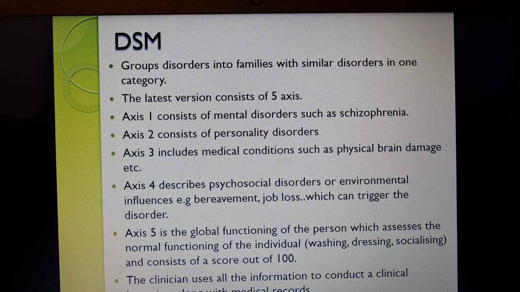Axis 4 looks at psychosocial disorders, so environmental triggers to a person's disorders, which could be like bereavement, job loss, separation, etc. And axis 5 is something called a global assessment of functioning of the person, and really this looks at assigning a score out of 100 on that person's general functioning in the world, so their ability to wash, dress themselves, socialise, maintain a job, etc. And the clinician uses all of this information to conduct a clinical interview and to follow that up with more questioning in an interview.